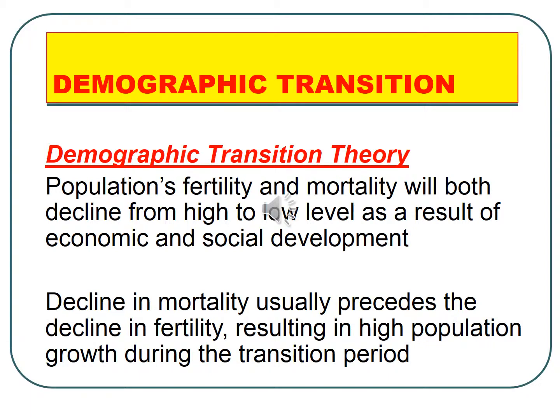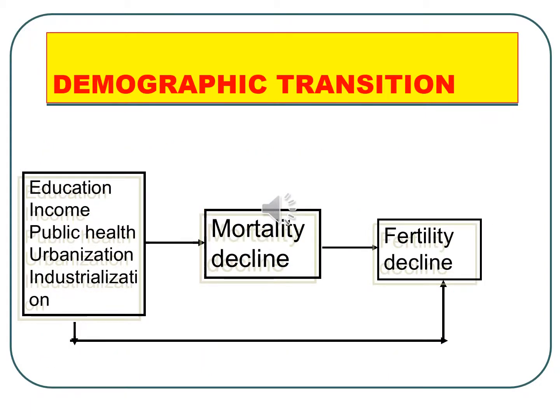The decline in mortality usually precedes the decline in fertility, resulting in high population growth during the transition period. Example of demographic transition: improvement in educational status and income, improved public health services, effects of urbanization and industrialization would lead to decline in mortality and fertility with a greater impact on mortality compared to fertility, resulting in population growth during the transition.